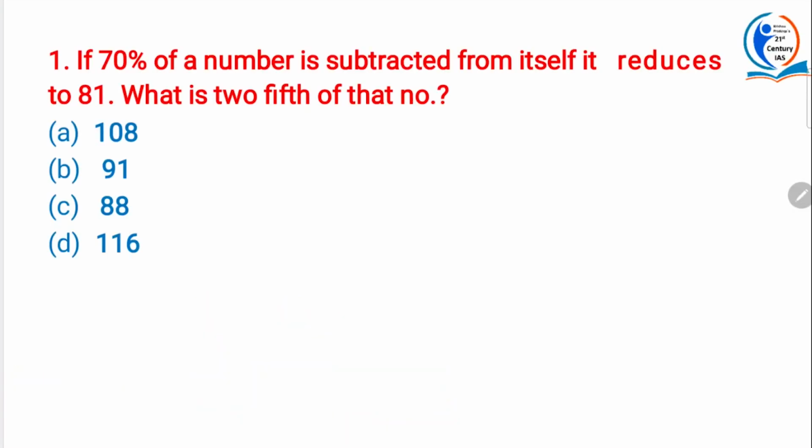Let us look into the first question. If 70% of a number is subtracted from itself, it reduces to 81. What is 2/5 of that number?